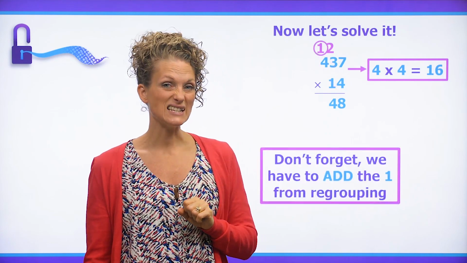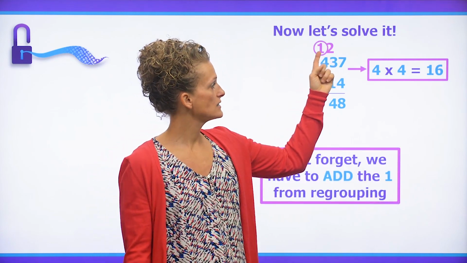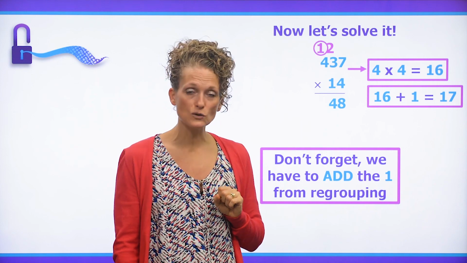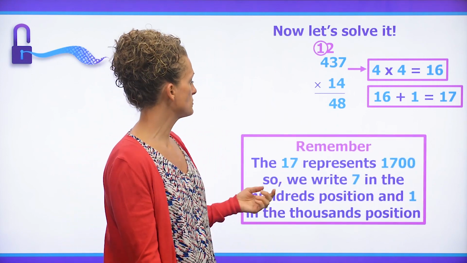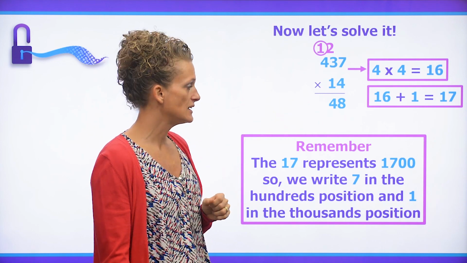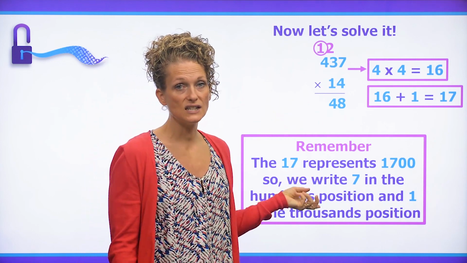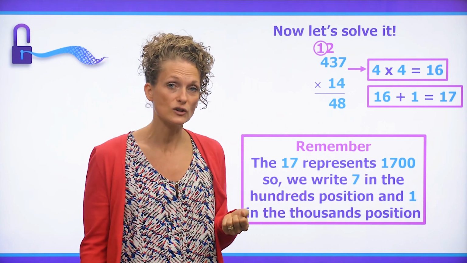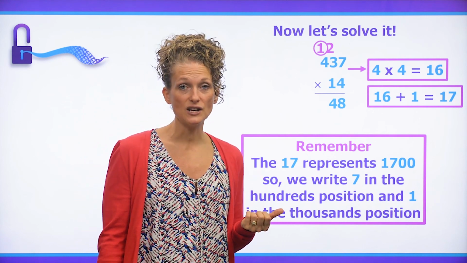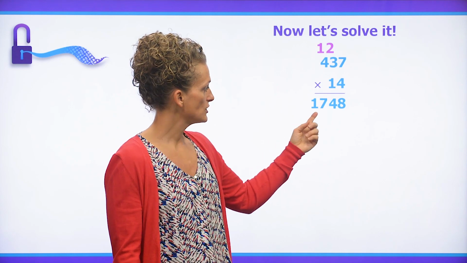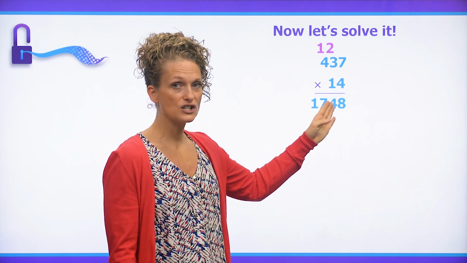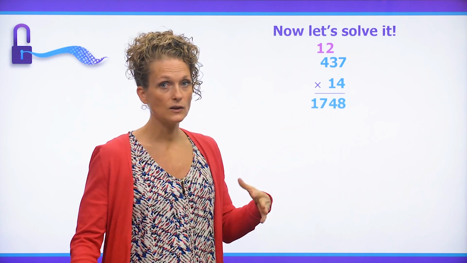All right, so now we can do the last multiplication for this 4, which is 4 times 4, and that gives us 16. And then, of course, we have to add this 1. So 16 plus 1 is equal to 17. And we're out of digits, so we simply can write 17 beside, and it makes sense because the 17 represents 1700, so we'll have a 7 in the hundreds position and a 1 in the thousands position. And you can see that we just keep writing our digits from right to left, and they work out as they should.